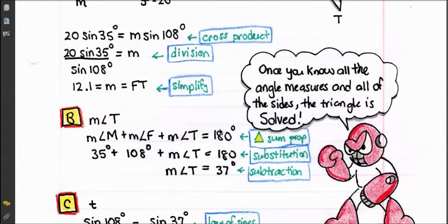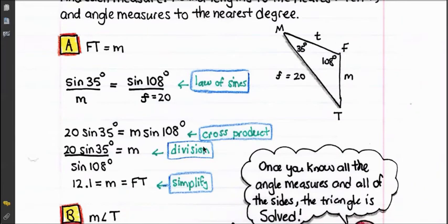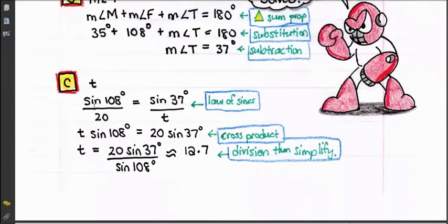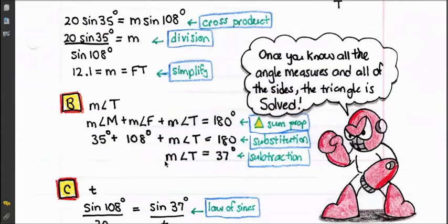Now let's solve for little t, which is this side right here, which could also be called side MF. We write the sine of 108 degrees over 20 equals the sine of 37 over t. Cross multiply. t times sine 108 equals 20 sine 37. Divide both sides by sine 108, and we get 12.7. And now we know all of the angles and all of the sides in the triangle. And once you know all of the angle measures and all of the sides, the triangle is solved. There's nothing more to solve for.